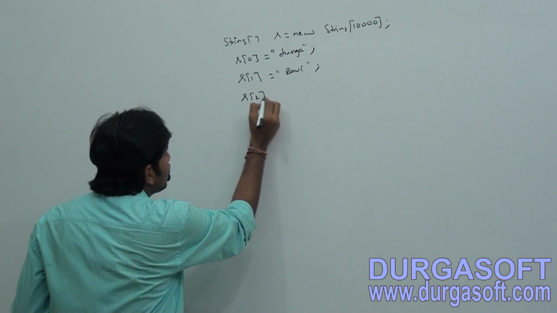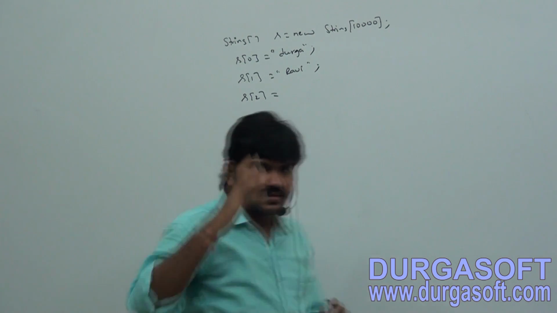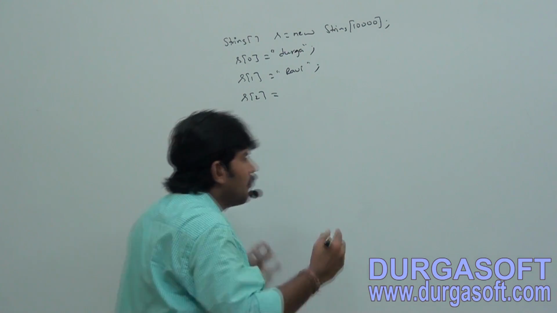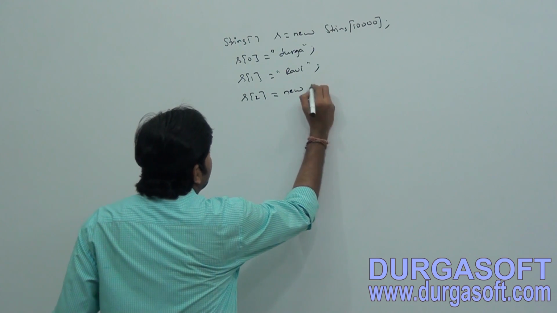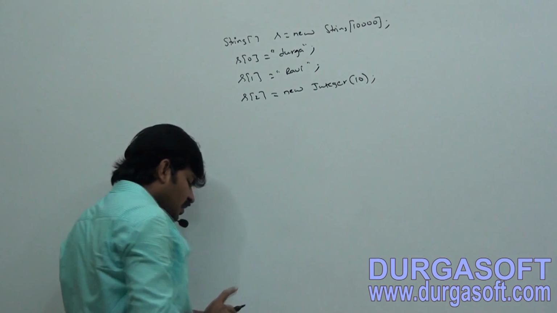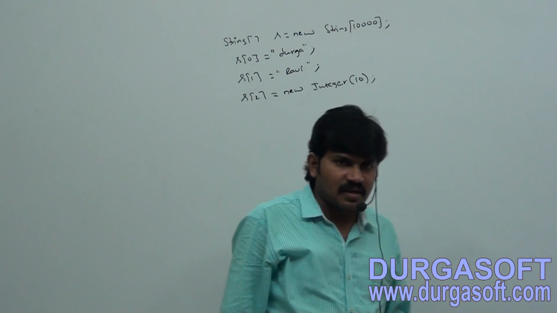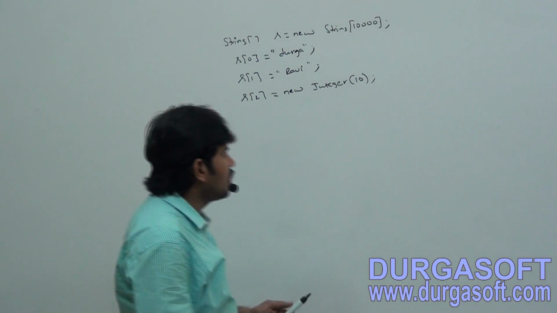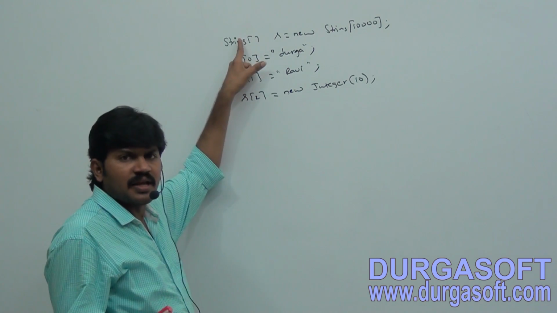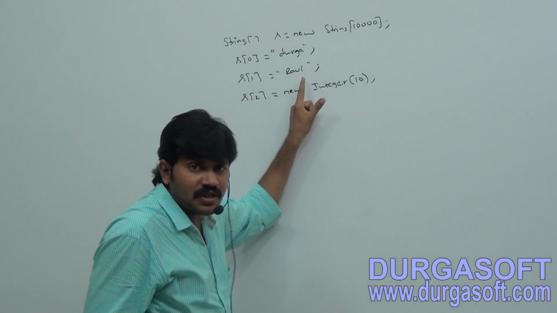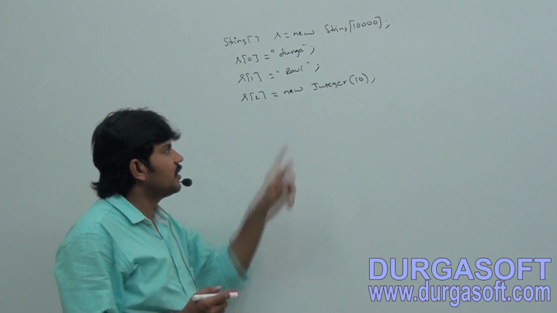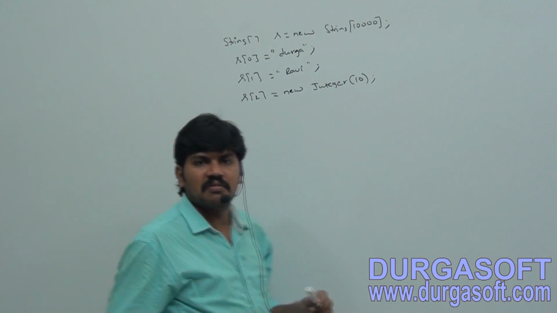S of 1 is equal to second student name, Ravi, no problem. S of 2 is equal to, sir, I am thinking somewhere else about a new movie or something. By mistake I added new integer of 10. Can you tell if the code is going to compile or not? Immediately we are going to get a compile time error, because S is what type? String array. Then we can add which type of objects? String type. But this one is an integer. How can you add an integer in the place of a string? The compiler will complain.